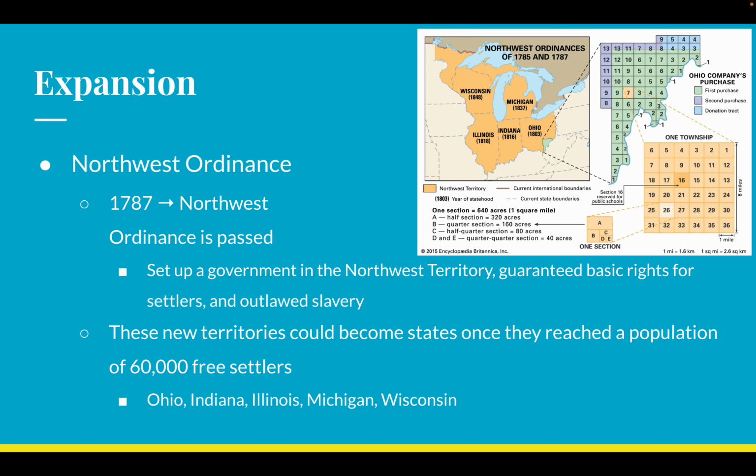Like I mentioned earlier, these 5 states, Ohio, Indiana, Illinois, Michigan, and Wisconsin, are the 5 states created using the Northwest Ordinance and the Land Ordinance. As you can see from the image, some of these states will take shorter amounts of time to settle. Some of them will take longer.